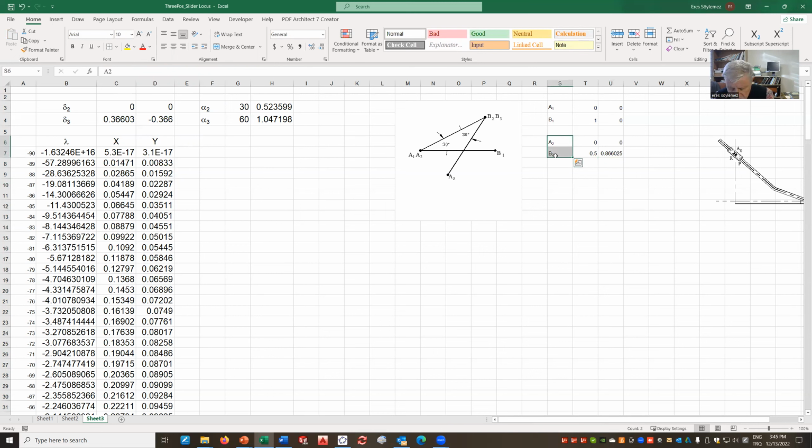Let me copy these. A3, B3. A3 will be, no, A2. B3 will be this value. A3 will be this value. Okay.